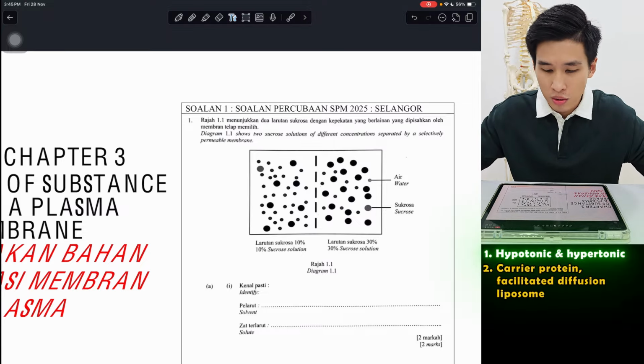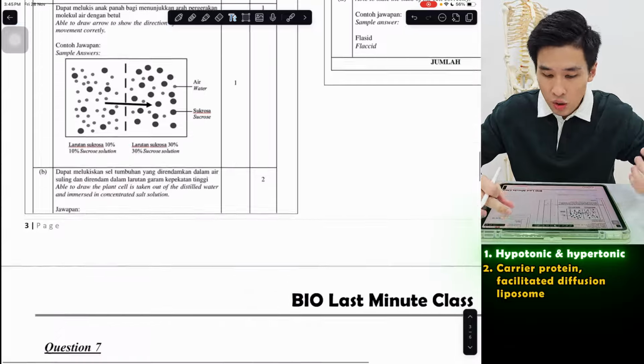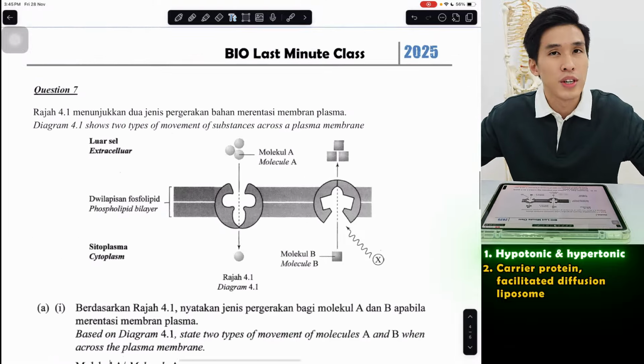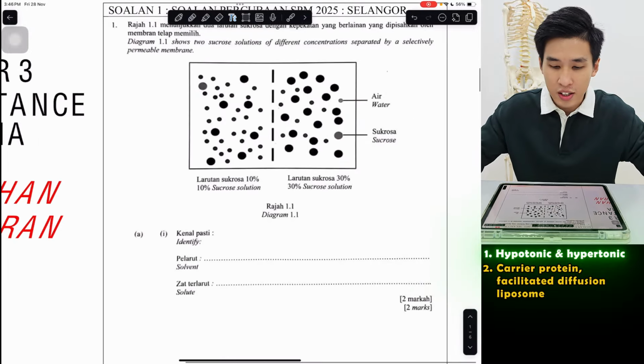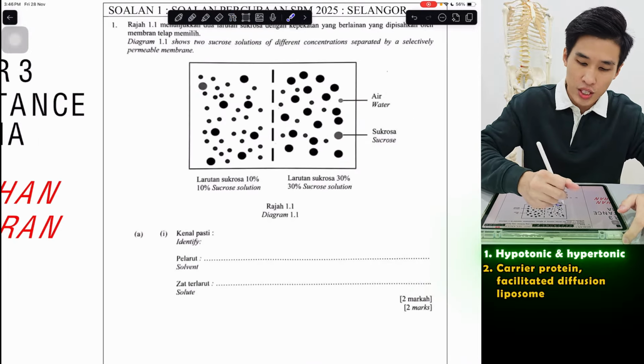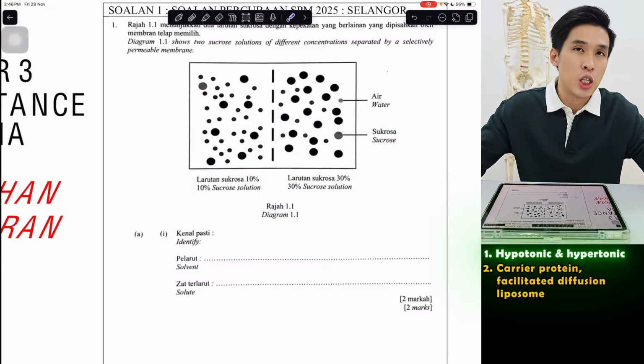For Form 4 Chapter 3, there's actually only one trial question that came out from Form 4 Chapter 3. So I added one bonus question here as well to practice together with you all. So very simple. They give us two different solutions, 10% sucrose and 30% sucrose. They ask us to identify solvent and solute.